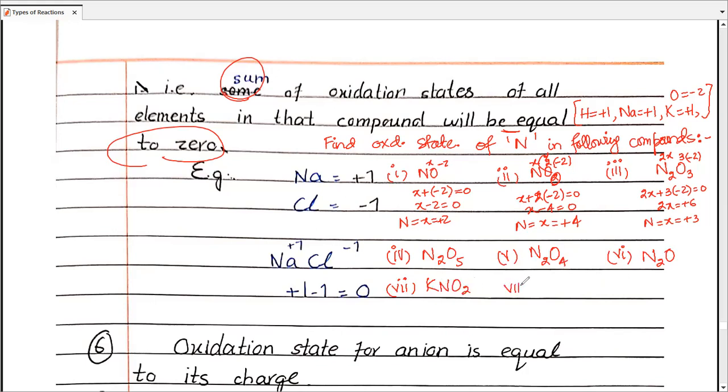Part number 8, I will keep on writing the parts, keep on solving them. In the end, we're going to check your answers and make sure whether you're doing them right or not. So part number 8, NaNO3. Part number 9, NH3. Okay? I guess that's enough for the first question.